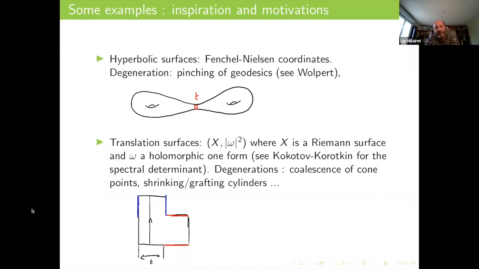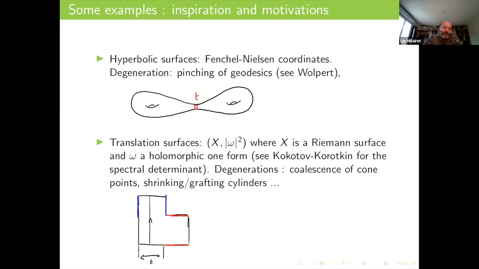We would like to understand how these metrics can degenerate at the boundary of moduli space. This means either that cone points coalesce, or you can also think of cylinders that become small, or long, or very long, depending on the normalization. Here you have an example of such a translation surface, obtained by identifying the horizontal and vertical sides of the same color. What you see is, for instance, two cylinders: one cylinder of length 2 and one cylinder of length 1.